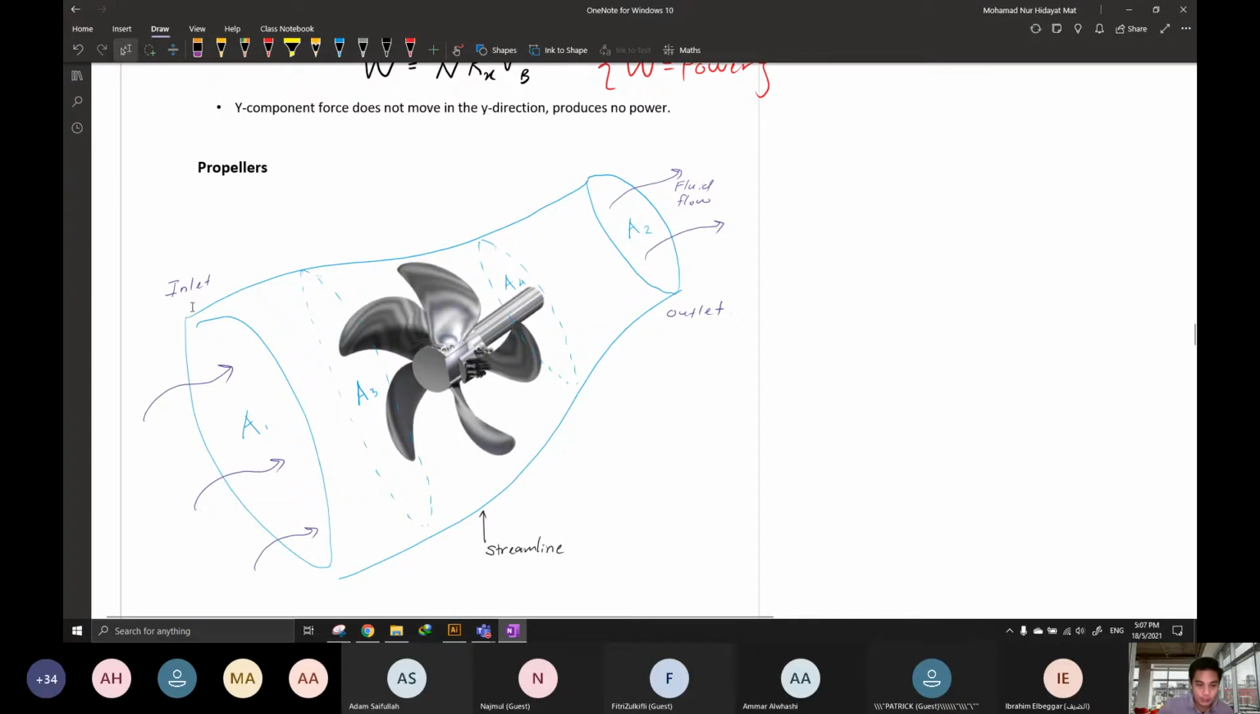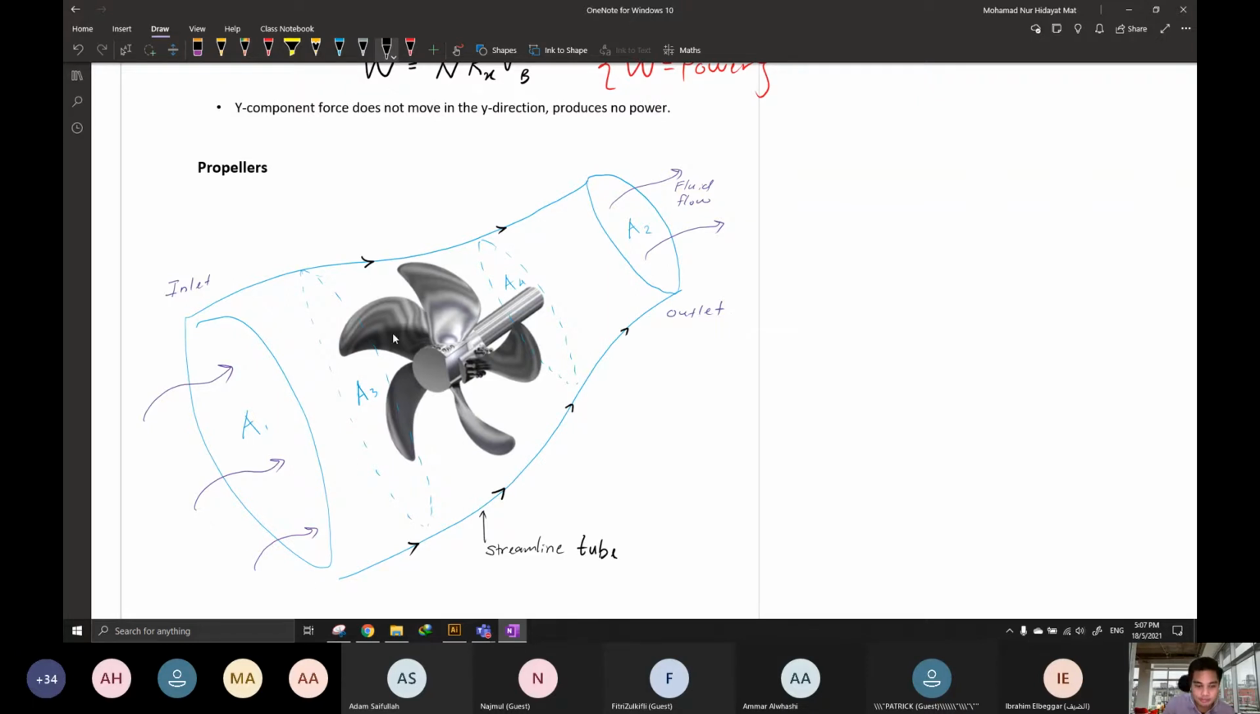Thus we need to form the stream tube. Okay, can you see this is like a tube, a stream tube. What is a stream tube? A stream tube is the connection of the streamlines. This is actually the streaming of particles moving along the same path, the same trajectory, continuously, from the inlet to the outlet.